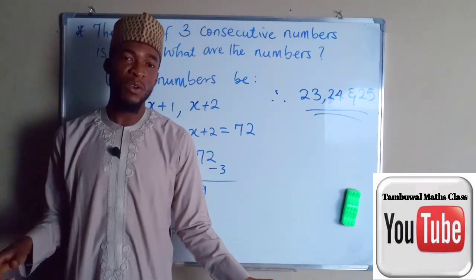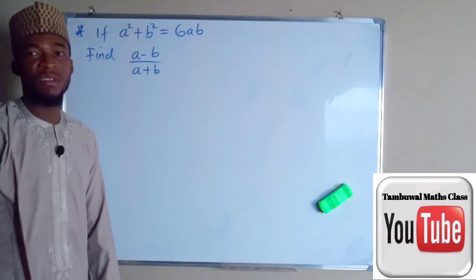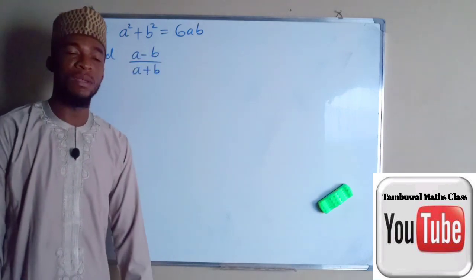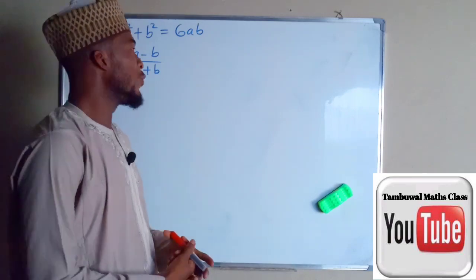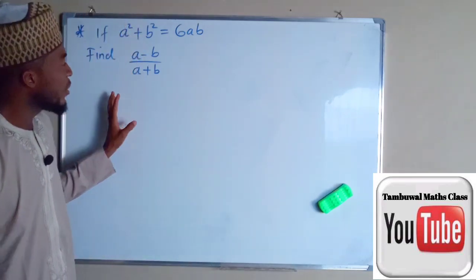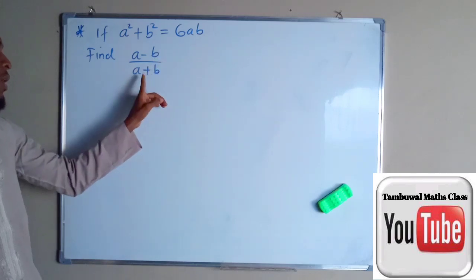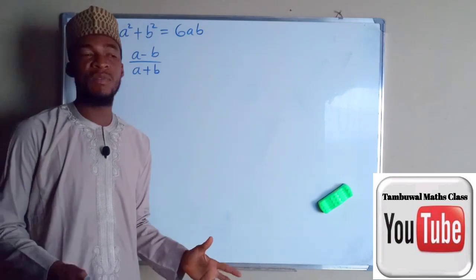Now the second question goes this way. If these two quantities added up together equals 6ab, what is a minus b divided by a plus b? Well, remember, if you are not a kid, this question is not for you. To solve this question, first of all, you need to find what is a minus b and what is a plus b. We don't know them because they are not given to us.